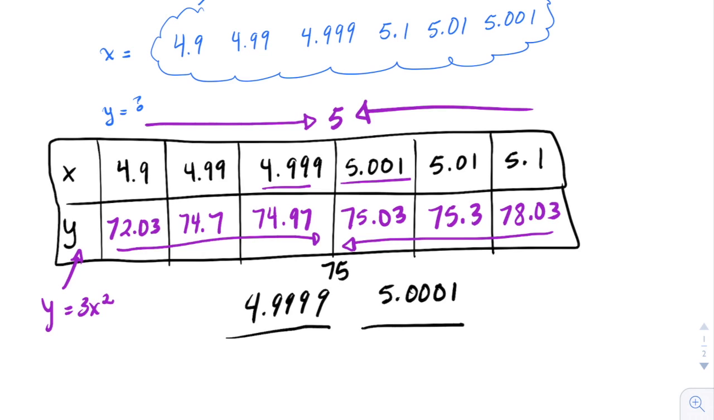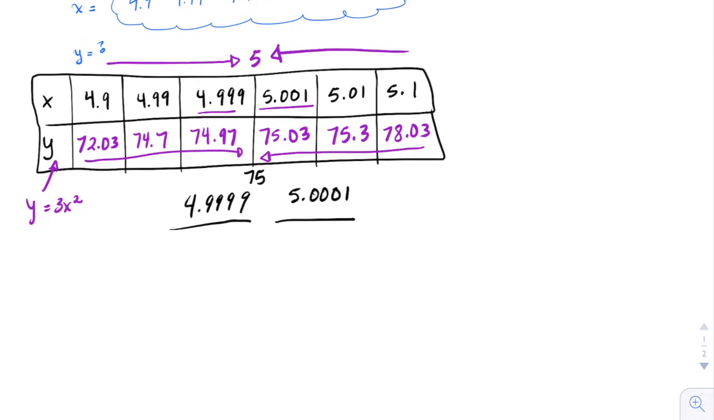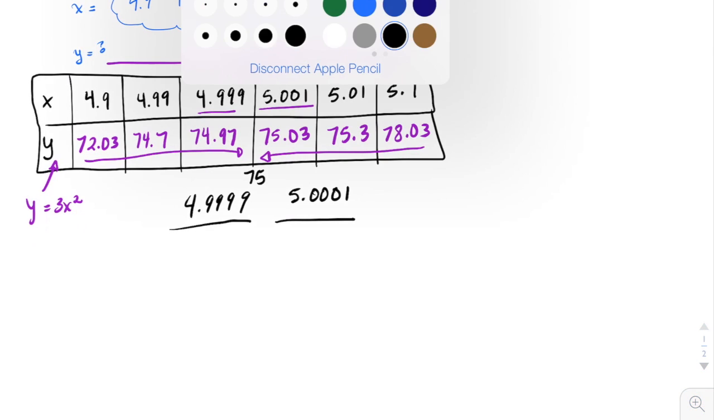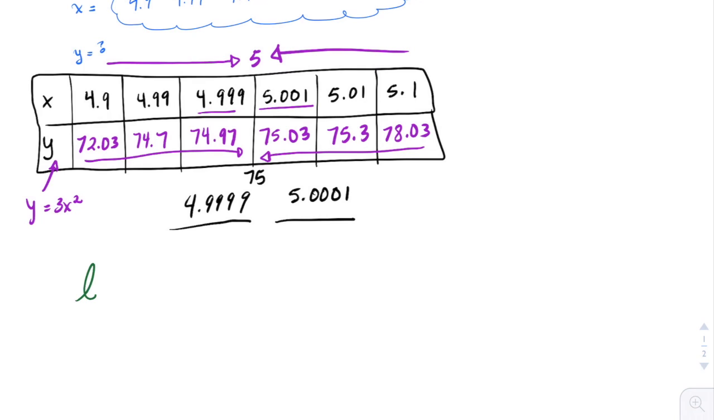So our approximation here is that the limit as x approaches 5 of 3x squared is going to be equal to 75. So we want to write that as our answer. So the limit as x approaches 5 of 3x squared is equal to 75. And again, this is by approximation.